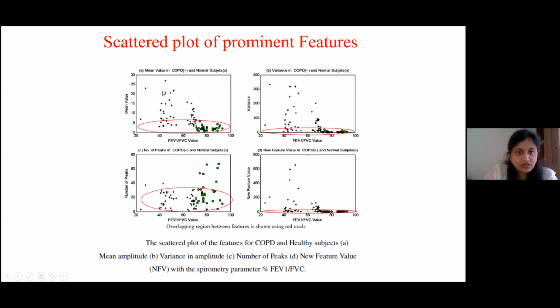But still, if you are not getting anything, then you can go for the scatter plot for the prominent features. Here, this is the mean value for one muscle activation condition, and this is for another muscle activation condition. This is the overlapping region. This is another example of the scatter plot, and this is again another example. You have different types of scatter plots, and see the overlapping region here for the new feature value, for variance, for number of peaks, and for the mean value for one muscle condition and for the second type of muscle condition.